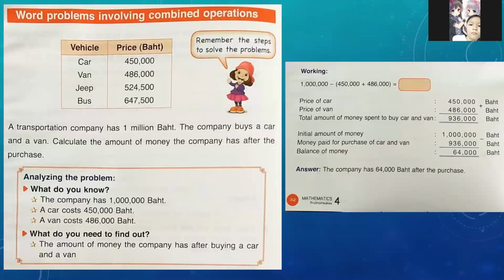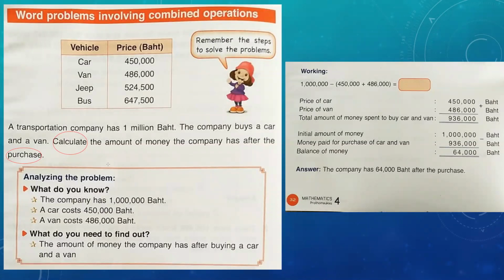Car, van, jeep, and a bus. A transportation company has 1 million baht. The company buys a car and a van. Calculate the amount of money the company has after the purchase. Purchase, everybody say purchase. Purchase. The word is purchase, means buy. Calculate means solve or do the working. Calculate the amount of money the company has after the buying or the purchase.